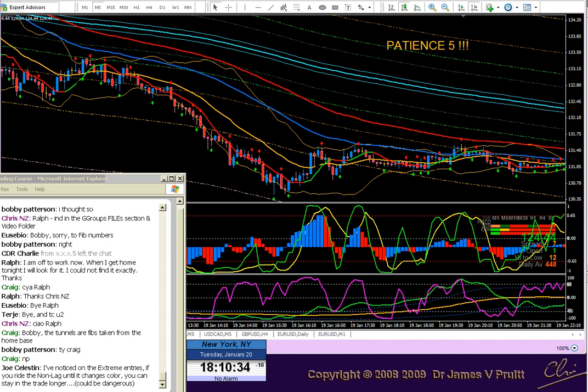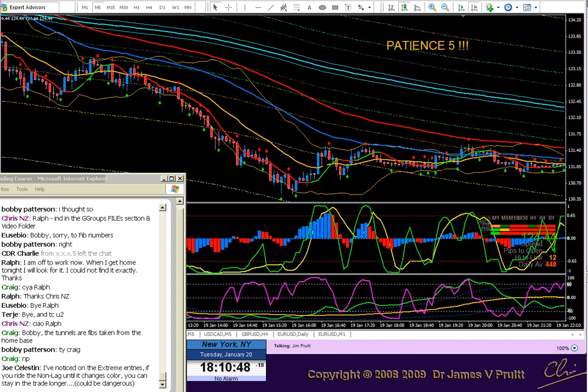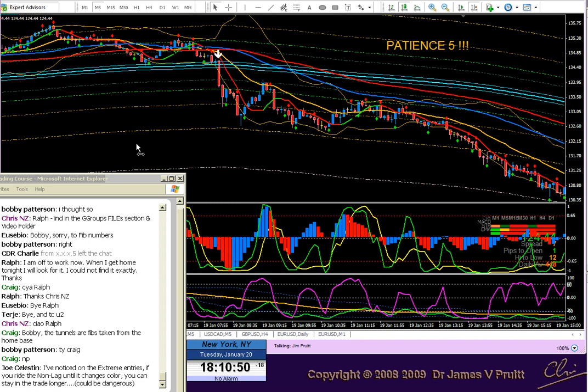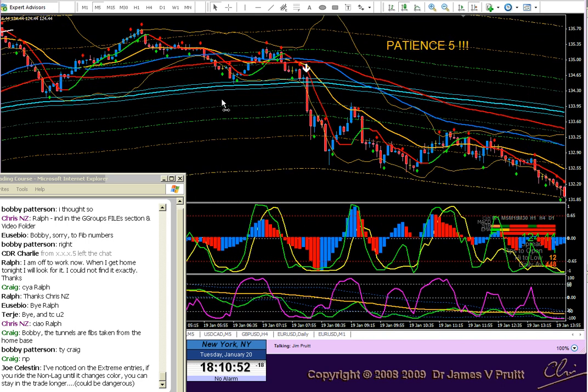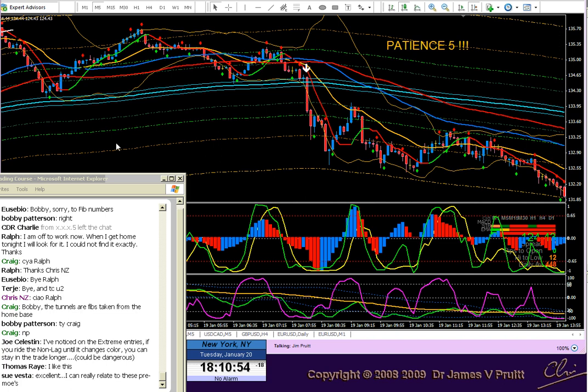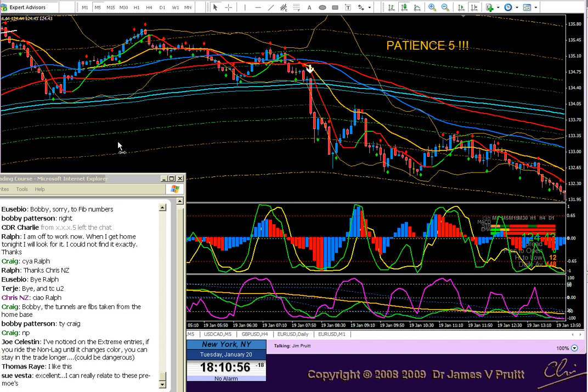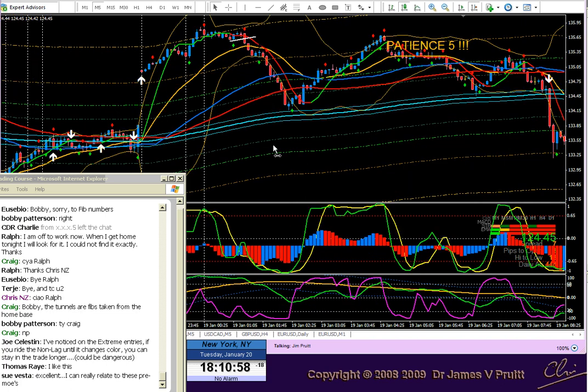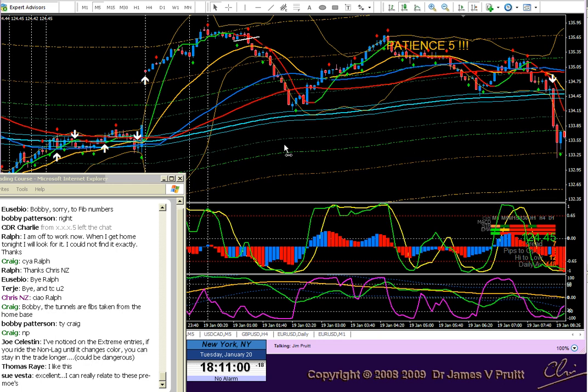If you ride the non-lag unit until it changes color, you can stay in the trade longer. Yeah, and it could be dangerous, and I didn't mention that to you, but that's a way to judge what it's doing. See, because as long as it's red, you could stay in that trade. Now, that's not one. Let's go back to this last one. Yeah, because see, as long as that's red, there's very, very little danger there. And let that be your guide. I'm sorry I didn't even mention the non-lag today, and I just added it to the chart.